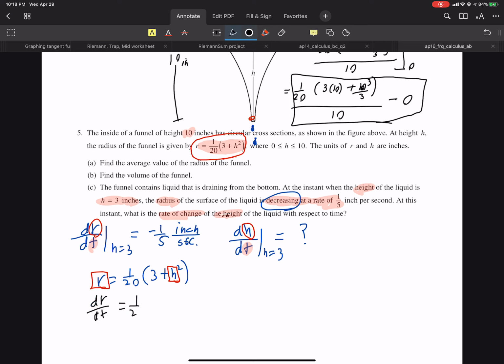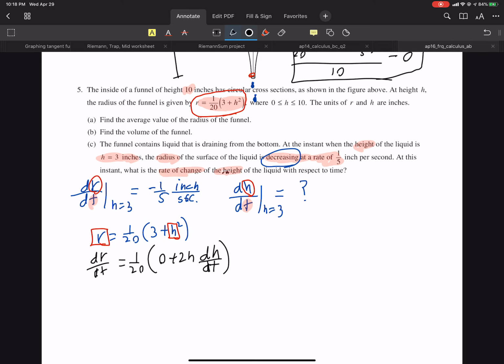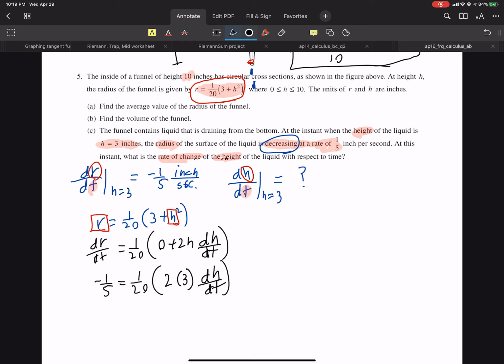1/20 is a constant. I leave that. The derivative of 3 is 0. And the derivative of box squared is 2 times box times the derivative of the box, which is dh dt. Bam. So now I plug in all the known information. So dr dt is -1/5. h is 3. dh dt, I don't know.